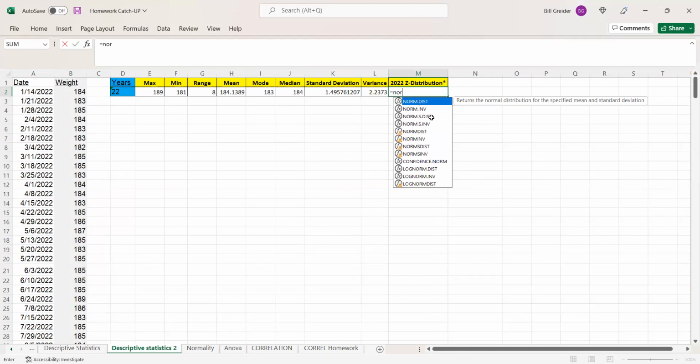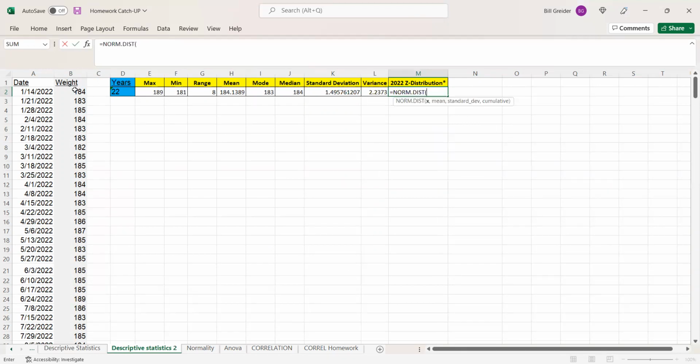When I do that, it's going to ask me for some stuff, my X. So I'll grab the first one, 184, comma, and it's going to ask me for the mean of all my samples. And that's right there. And I'm going to put a dollar sign. Oops. This is my mean. And I'm going to put a dollar sign on both sides of it in a minute. And then it's going to ask me for my standard deviation, which is right here. And then it's going to ask me true or false. Probably I'm going to use false.